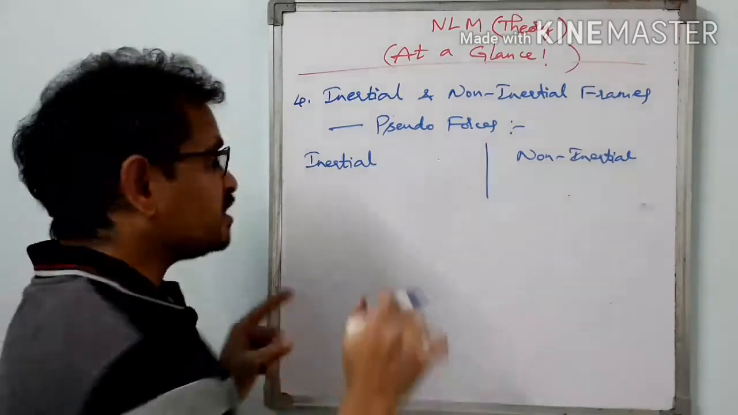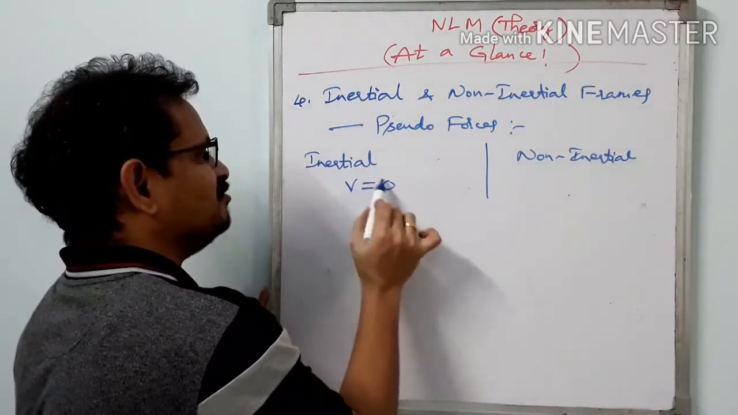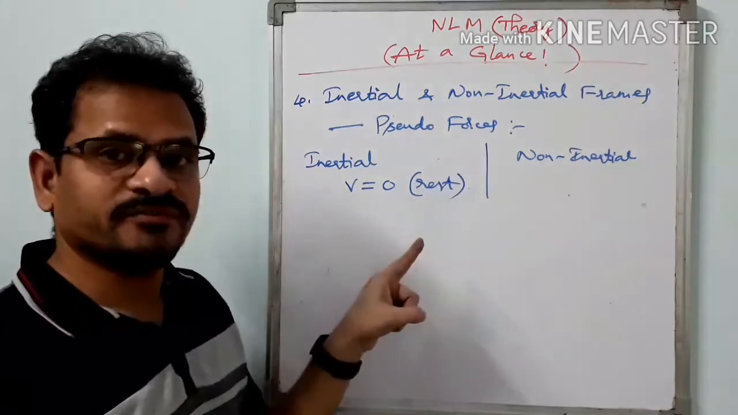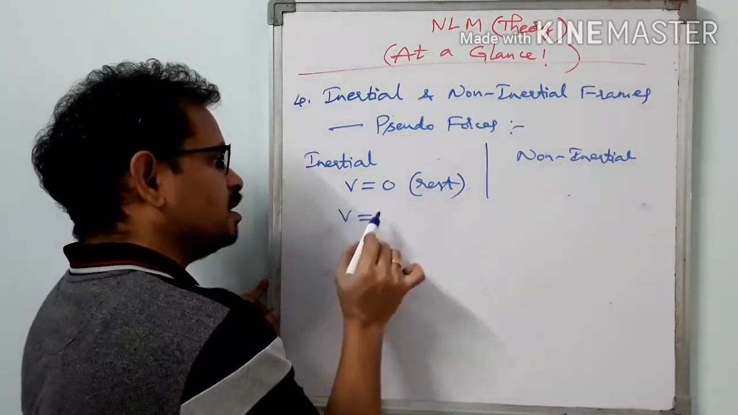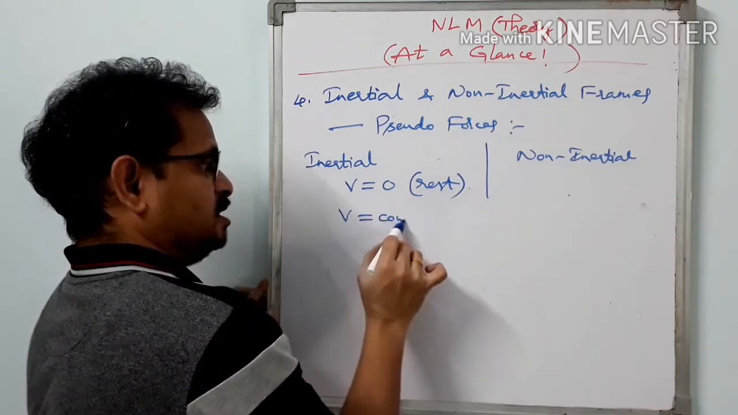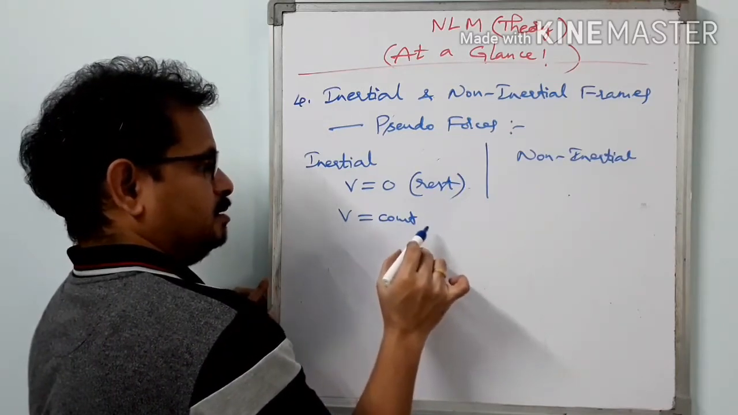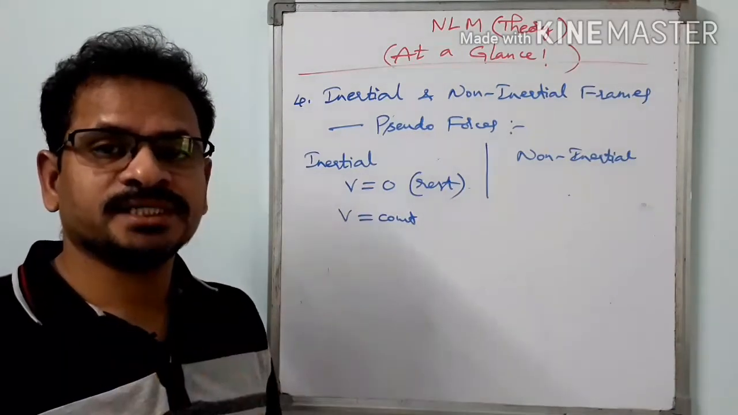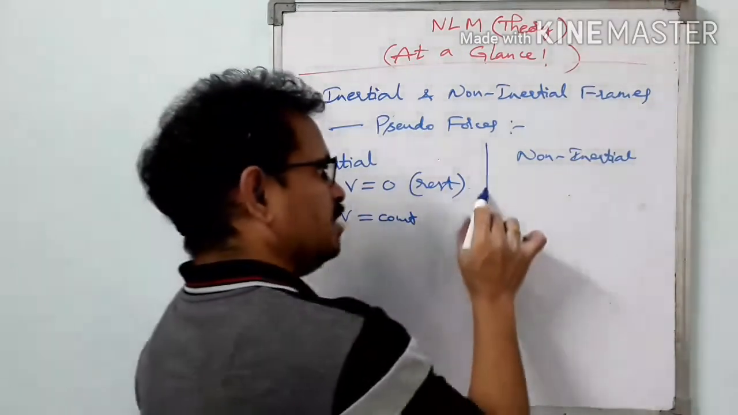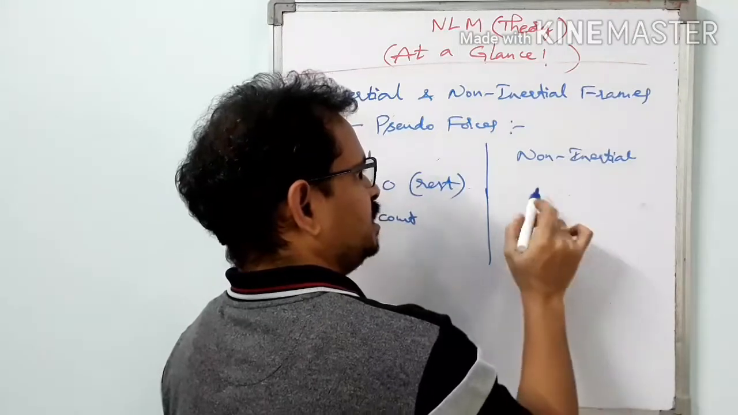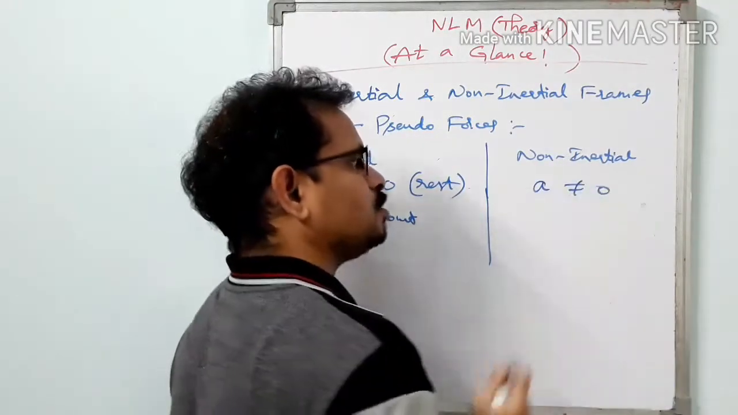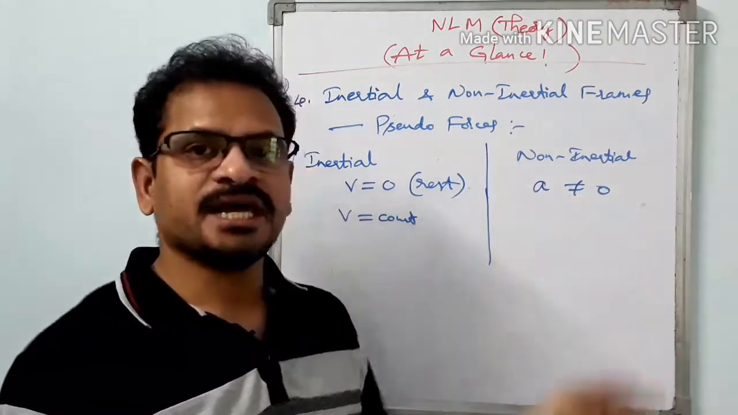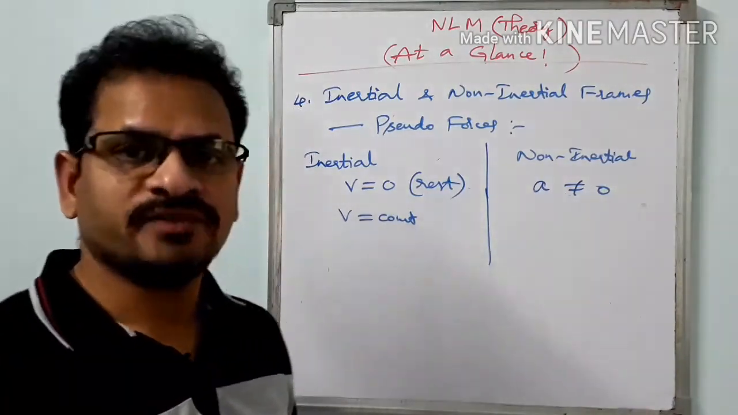A frame of reference which is at rest, that is v equals 0, or v is some constant value, is said to be an inertial frame of reference. Okay, if v is 0 or v is a constant value, then such a frame of reference is known as an inertial frame of reference. And what is a non-inertial frame of reference? It has acceleration; acceleration is non-zero. So if the frame of reference has acceleration, it is known as a non-inertial frame of reference.